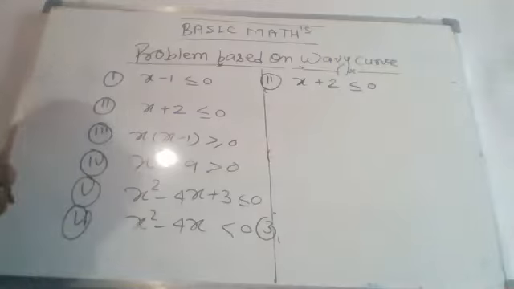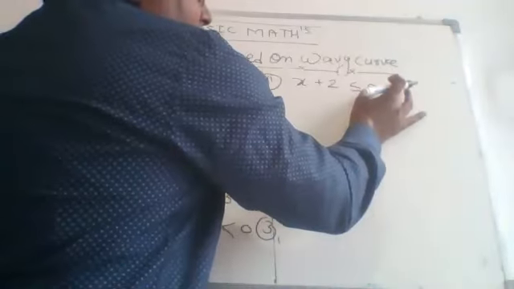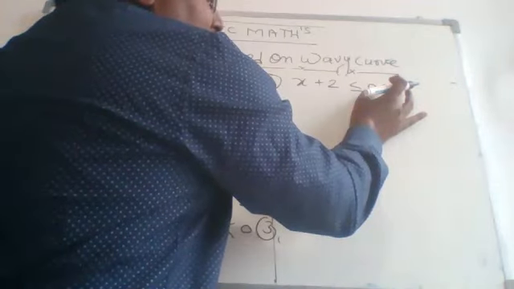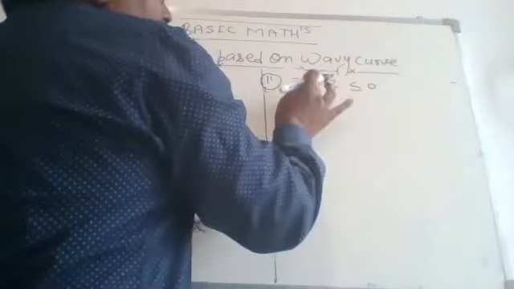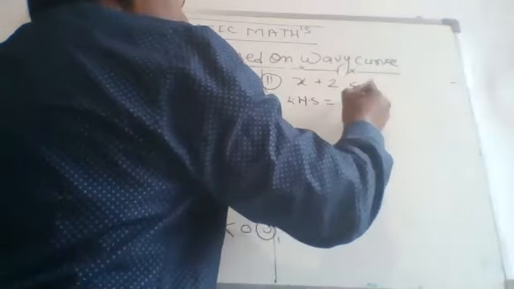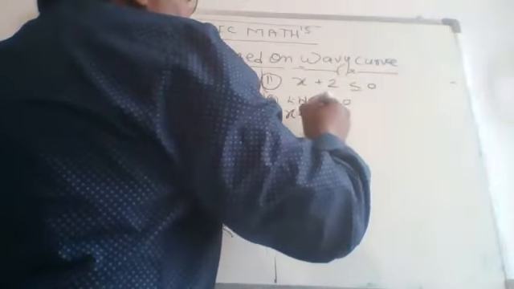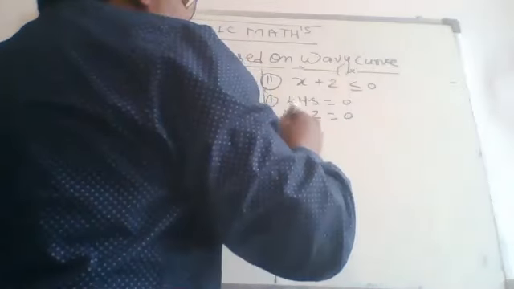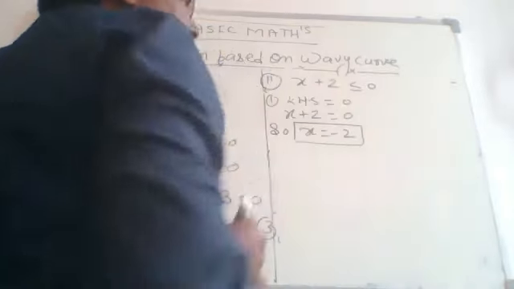This one. Now here what we have to see is whether the inequality has 0 on the right side or not, it has 0, and whether the coefficient of the higher power of x is positive or not, it is. Now the first step is that we have to put the left hand side equals to 0. When I put the left hand side equals to 0, we get x plus 2 equals to 0. So we get x is equals to -2. So the value of x will be -2.